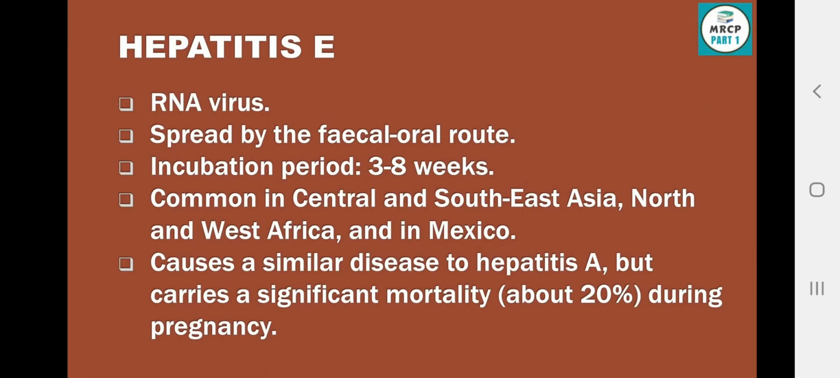Hepatitis E is an RNA virus. Spread by the fecal-oral route. Incubation period 3 to 8 weeks. Common in Central and Southeast Asia, North and West Africa, and in Mexico. Causes a similar disease to hepatitis A, but carries a significant mortality, about 20% during pregnancy.